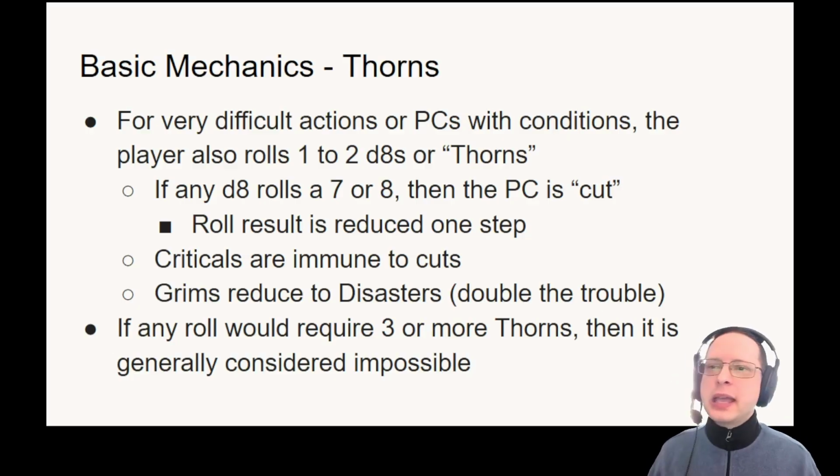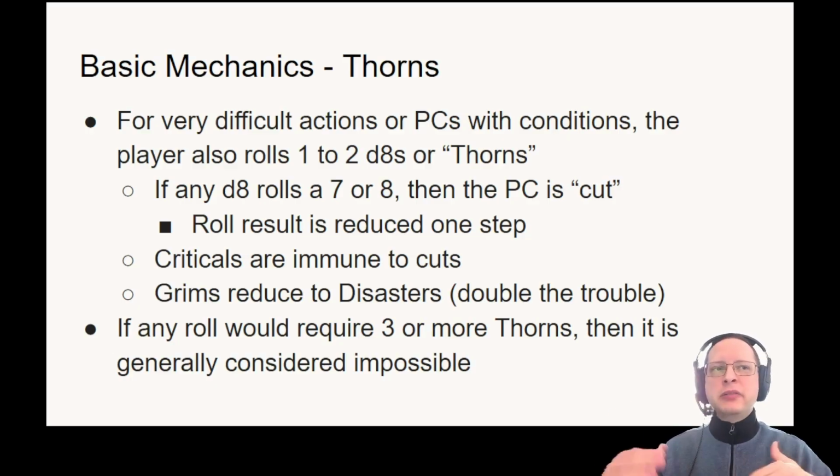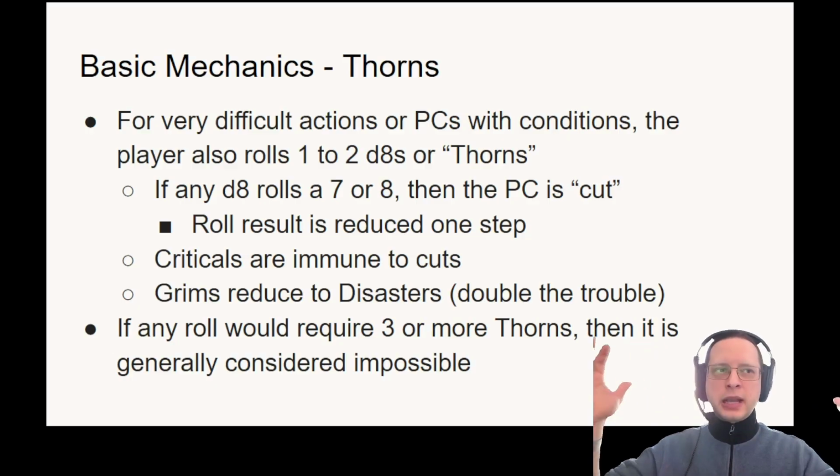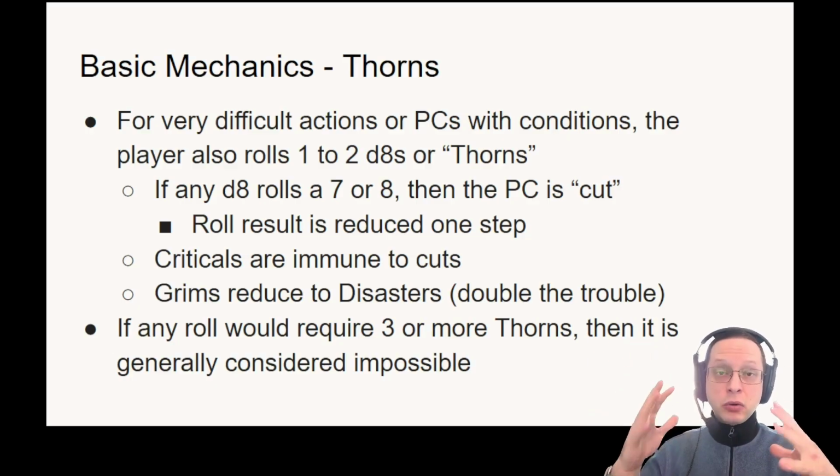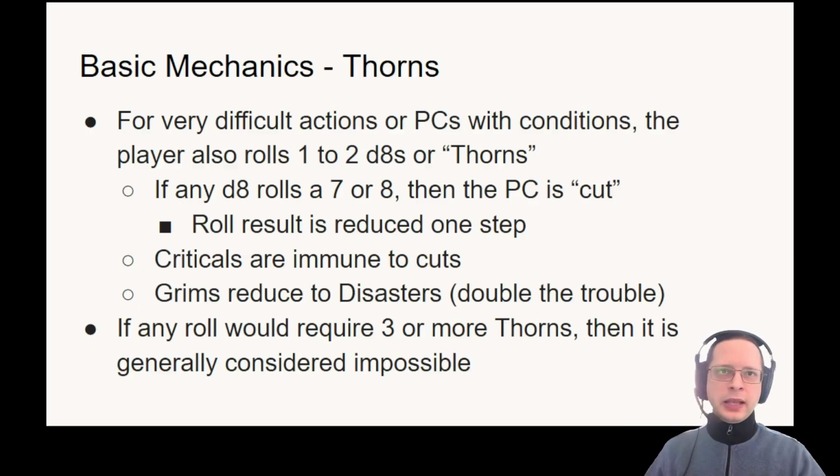And then finally, if you ever were to encounter a situation where for some reason you need to roll 3 or more thorns, either because of stacking outside consequences impacting your roll, or like let's say you have some sort of harm or some damage to your character that is making you roll thorns, 3 or more thorns means the action is generally considered impossible. There are some small situations where I could see potentially doing 3, but 4 is right out.